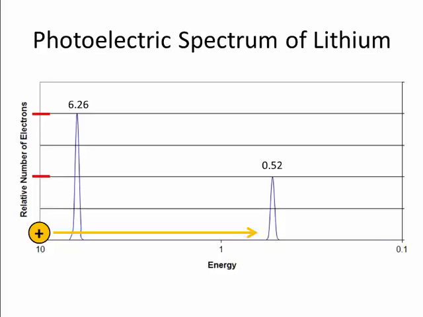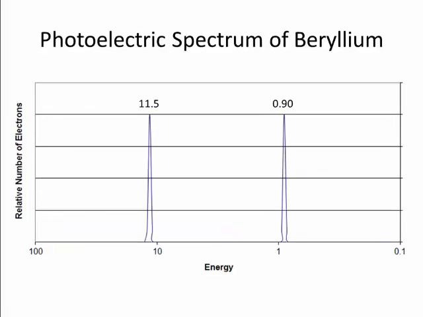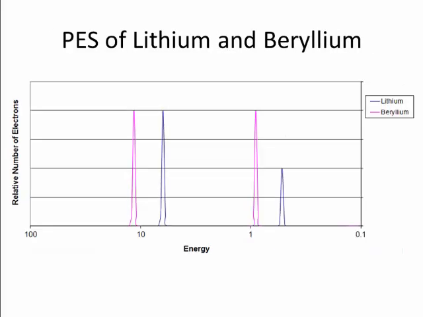Let's look at the PES for another element to study more aspects of these graphs. Here's the photoelectron spectrum for the next element, beryllium. It's different from lithium's PES in two ways. Let's look at both graphs together to more easily compare them. The graph for lithium is in blue, that of beryllium is pink.